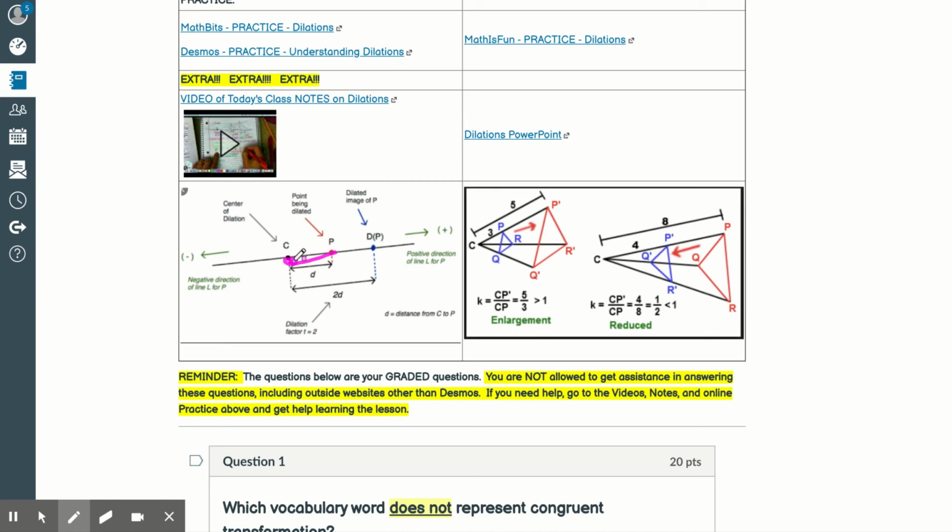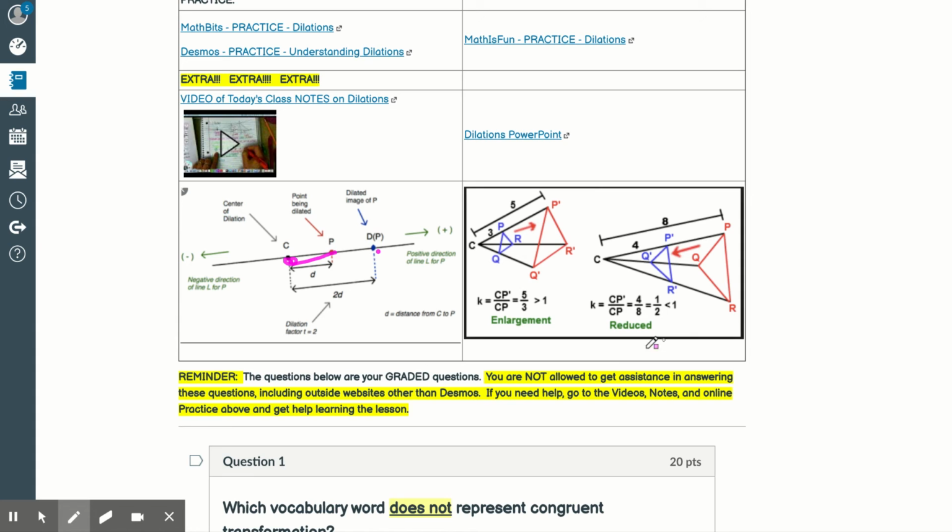Whatever that distance is, your new image coordinate or point is going to be times the scale factor away. So if this was a length of D, D times 2 would be how far away the new image is from the center of dilation. And the scale factor is not always 2, even though I keep saying 2.